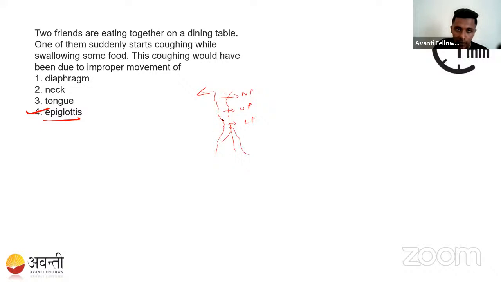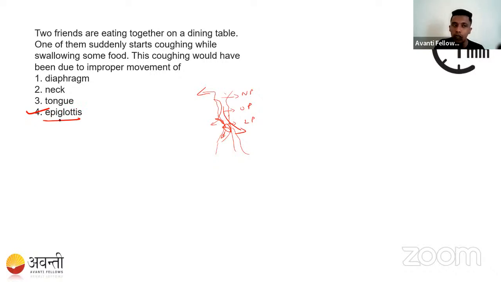So let's say that there is a flap-like structure like this called the epiglottis, and this entrance is called the glottis. Whenever we swallow, our tongue will put some pressure on this epiglottis so that it closes over the glottis. Now it blocks the passage of the windpipe so that the food can go through the food pipe instead of entering the windpipe. So our option for this question, epiglottis, is right.